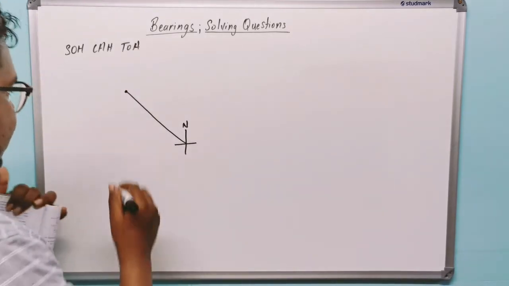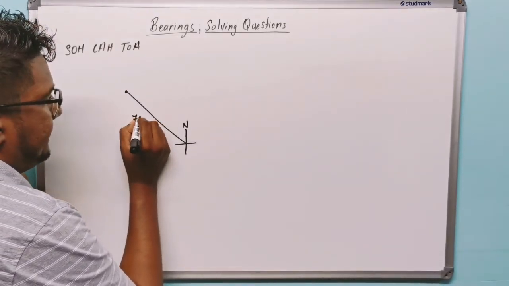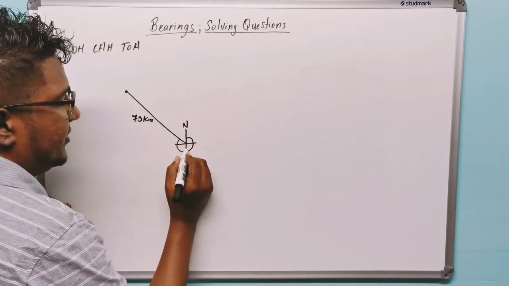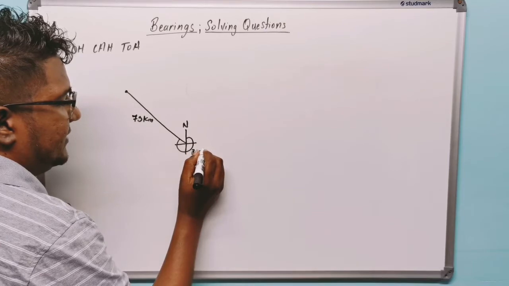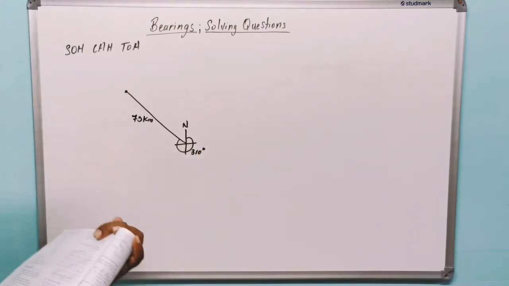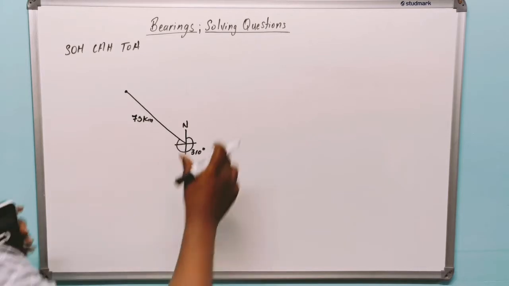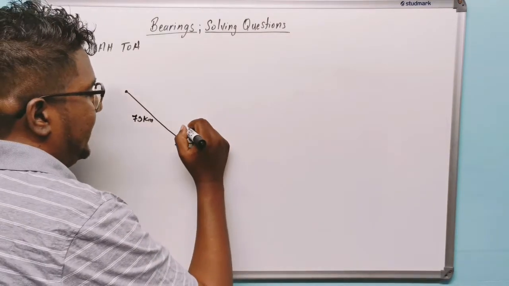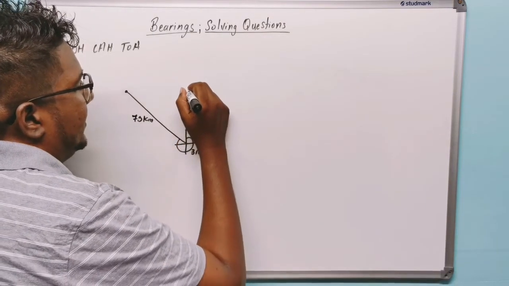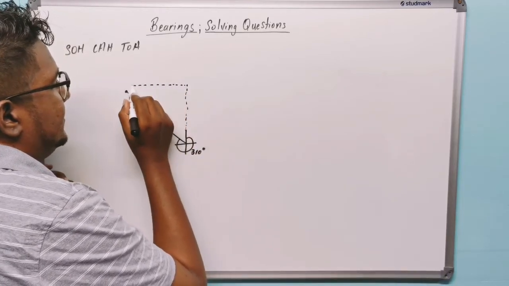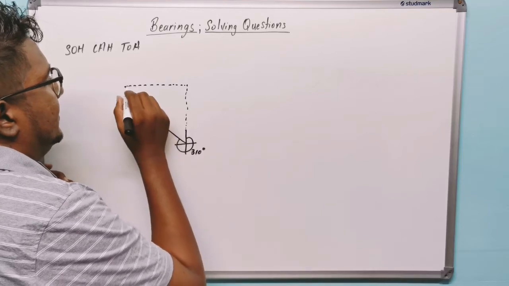And it's traveling for 75 km on a bearing of 310 degrees. They want you to find the distance traveled north and the distance traveled west. So the distance traveled north, let me just erase this from here, would be the distance going up, and then the distance traveled west would be the distance coming across, right?